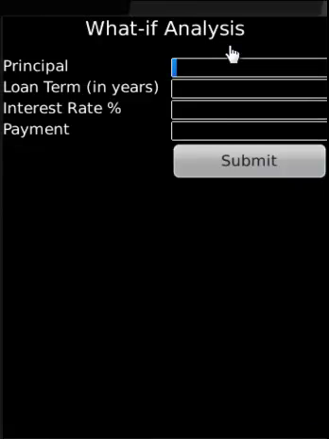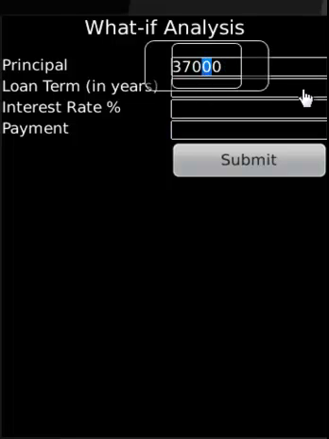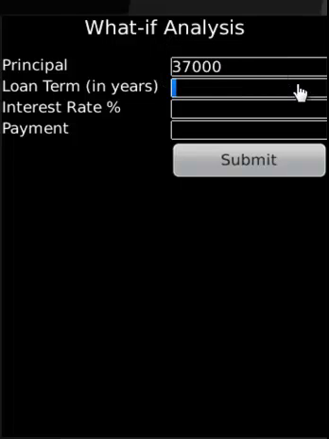What if analysis BlackBerry application computes one of the four variables provided three of the variables are supplied. The four variables are principal, loan term in years, then interest rate, percentage, and payment. Let us calculate the payment on a 5-year and 3% loan, so that is the payment.